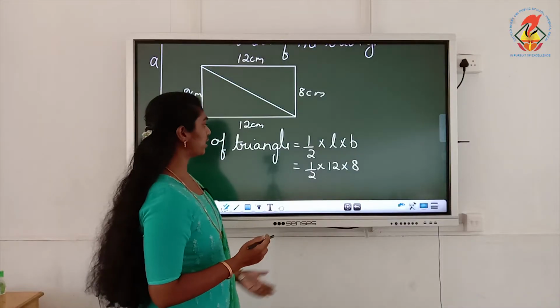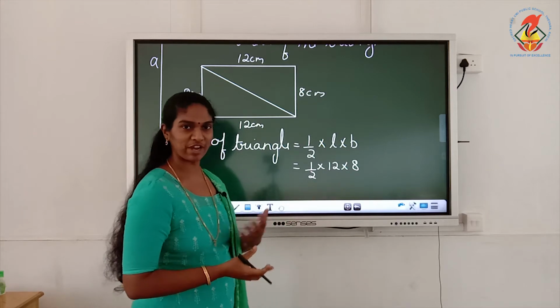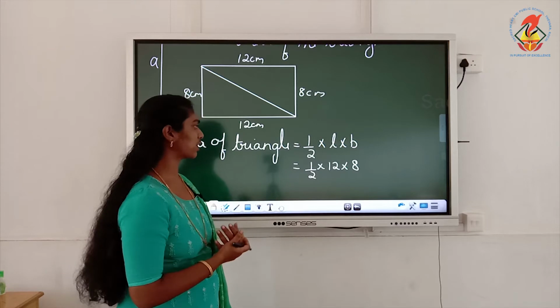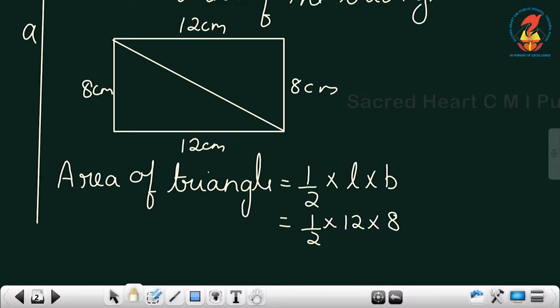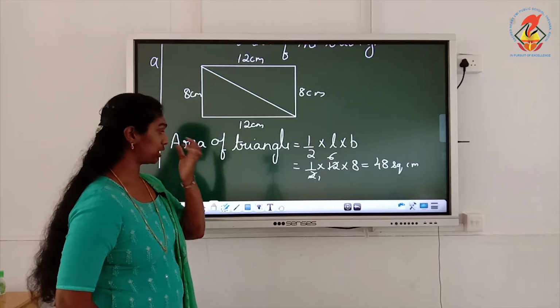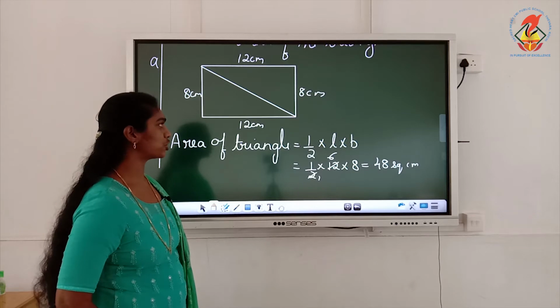Okay. So, either you can multiply 12 and 8 and then you divide with 2, or as we have done in fractions chapter, you can cancel off the common factors. So, here 2 times 6 gives you 12. Okay. And here you are getting 1. So, what do you have balance here? 1 into 6 into 8. What is 6 into 8? 6 8s are 48. And what is the unit? Square centimeter. Okay. So, 48 square centimeter. Half into length into breadth.